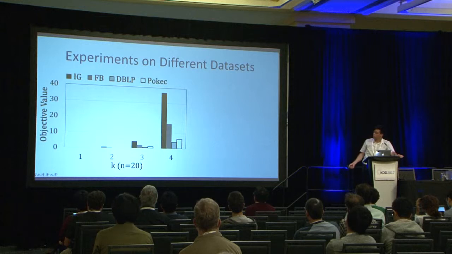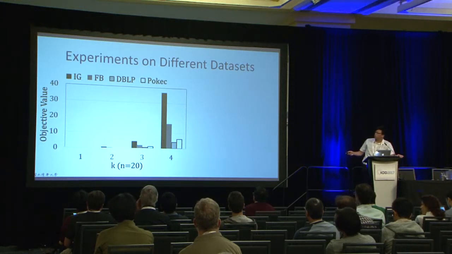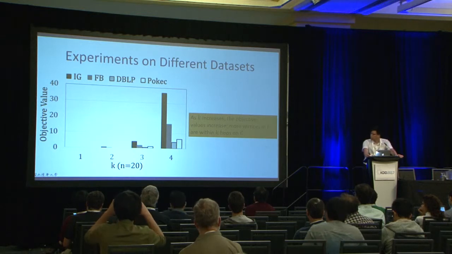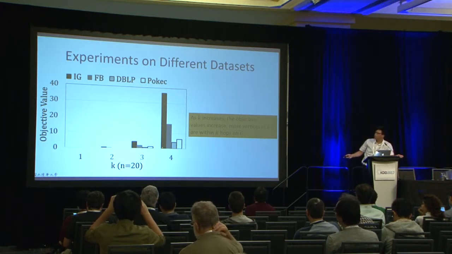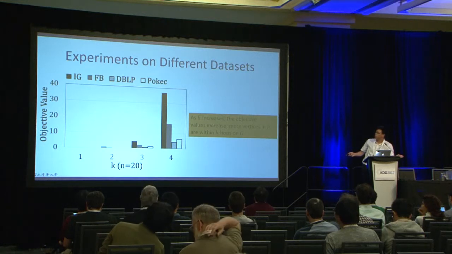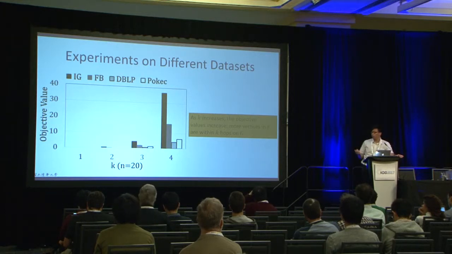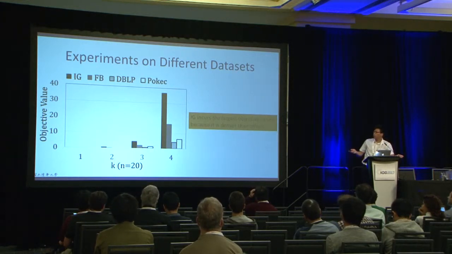We first show some experiment results on different datasets. Here we use Instagram, Facebook, DBLP, and Pokec. We would like to know the correlation between the K for K-triangle and the objective value. As we can see, as K increases, the objective value increases. This is because more vertices in F, the solution, are within the K hubs on G. More importantly, IG incurs the largest objective value. This is because IG is the densest among those real datasets.